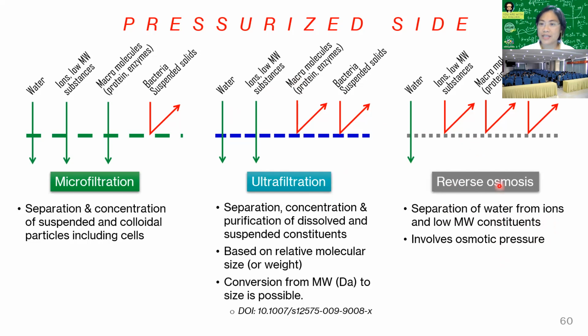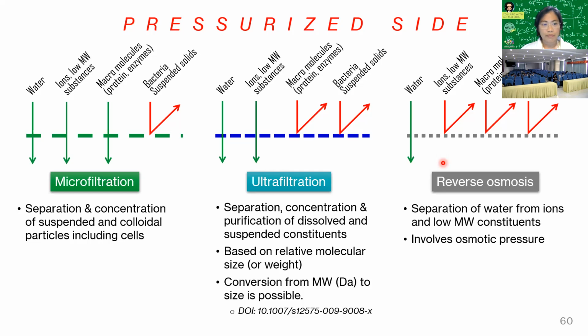So if one side is hypotonic and the other side is hypertonic, water moves from where there is a lot of water through the membrane to the other side, and that is the basis for osmotic shock. Remember when we talked about cell lysis? It's an osmotic effect that happens.